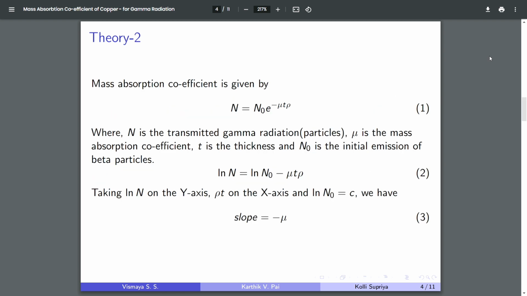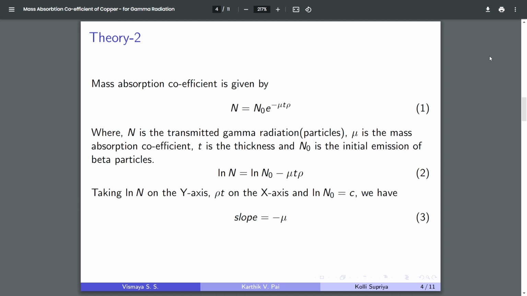Mass absorption coefficient is given by N equals N naught e power minus mu t rho, where N is the transmitted gamma radiation, mu is the mass absorption coefficient, t is the thickness, and N naught is the initial emission of particles. Since N equals N naught e power minus mu t rho, ln N equals ln of N naught e power minus mu t rho. Ln N equals ln N naught minus mu t rho. Let this be equation 1.